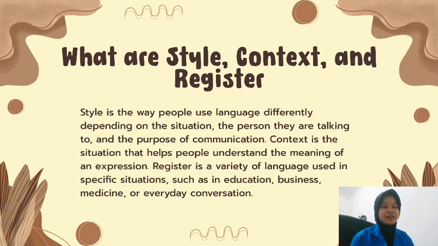First, let's understand the definitions. Style is the way people use language differently depending on who they are talking to and the purpose of communication. Context is the situation that helps us understand the meaning of an expression. Meanwhile, register is a variety of a language used in a specific field such as education, business, medicine, or everyday conversation. Although they are different concepts, all three help us understand how language works in society.